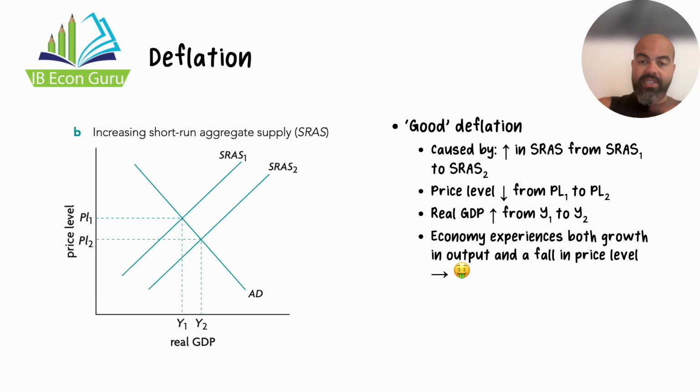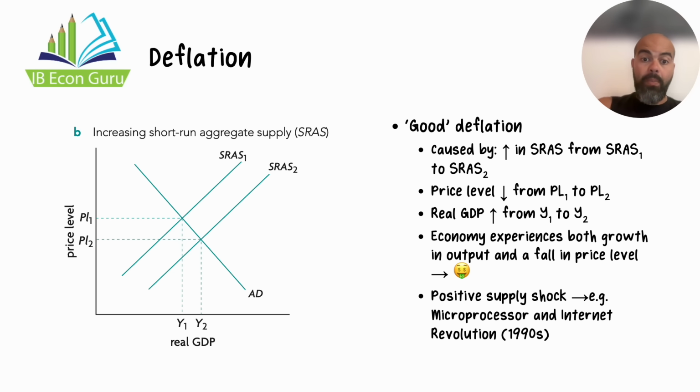Another term that can be used to describe this situation, even though it's not part of the IB economics syllabus, is what we call a positive supply shock. It's the opposite of a negative supply shock. For example, the microprocessor and the internet revolution in the 1990s was a very positive supply shock because a lot of tasks became much faster and businesses became more productive, and there was a sudden expansion in the economy's output.